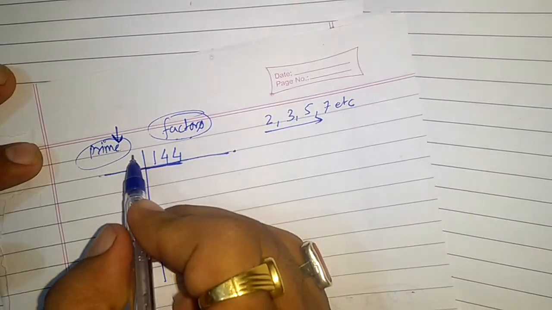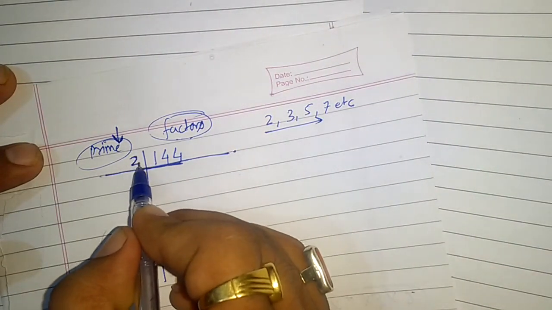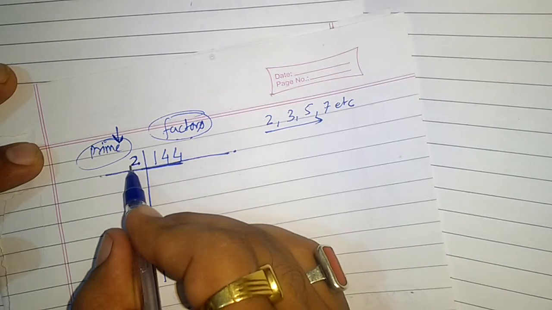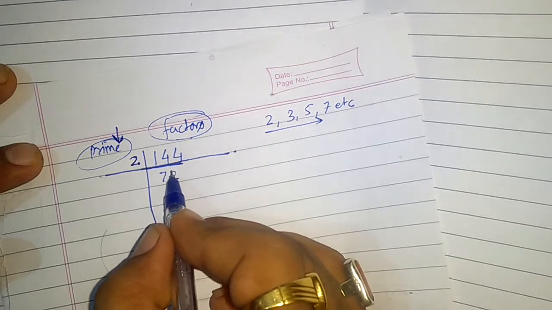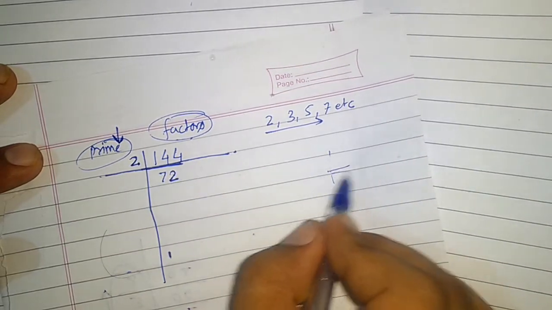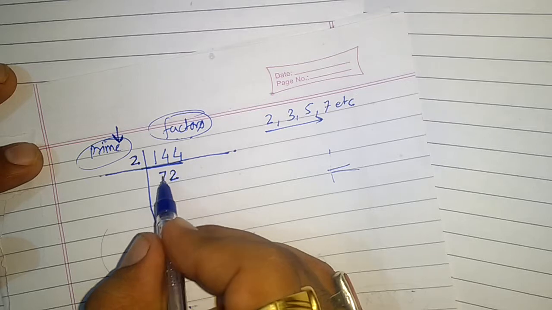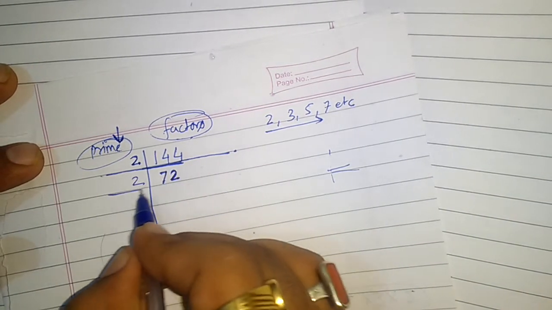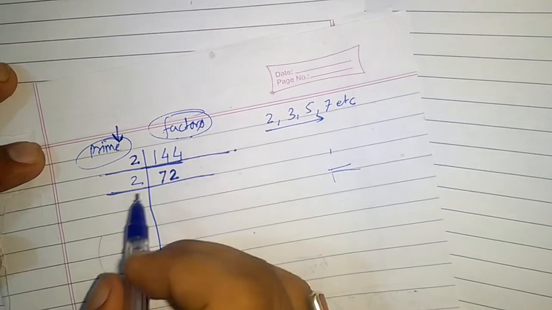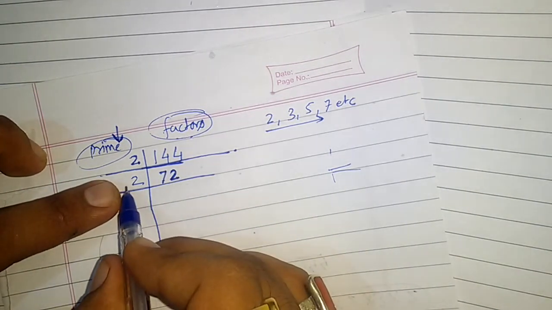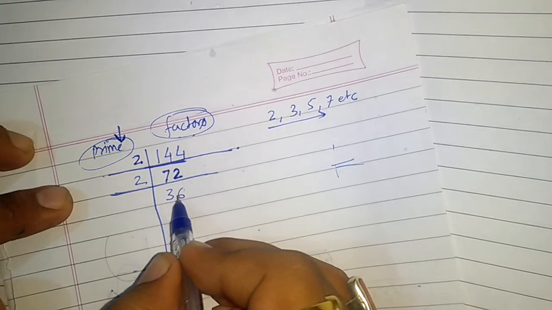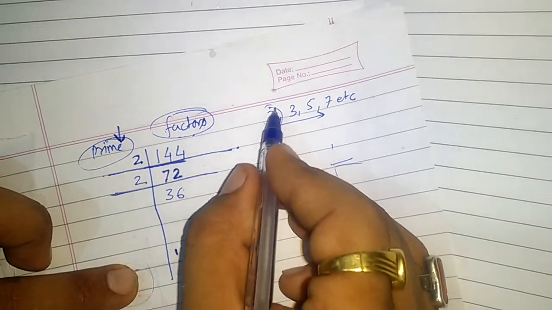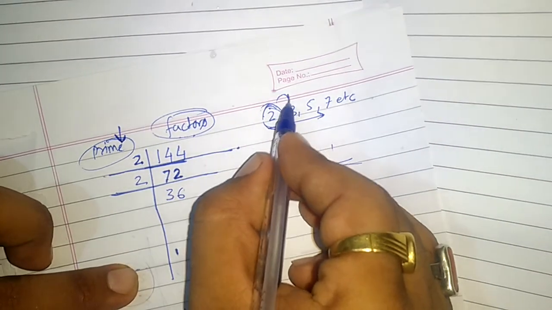First of all we will write 2 here. Now 144 divided by 2 comes out to be 72. You have to solve this here. Now 72 divided by 2 comes out to be 36. We write prime numbers starting from 2. As long as 2 does not work, then 3 will come, then 5, then 7, and so on.